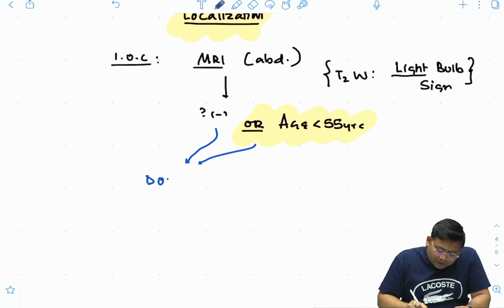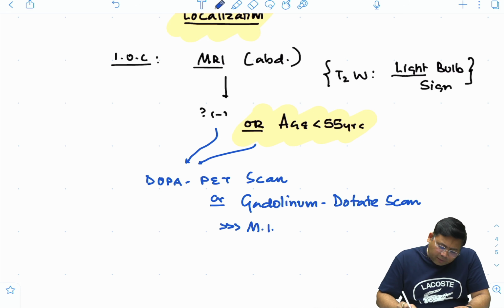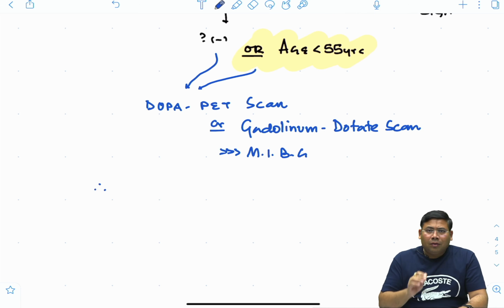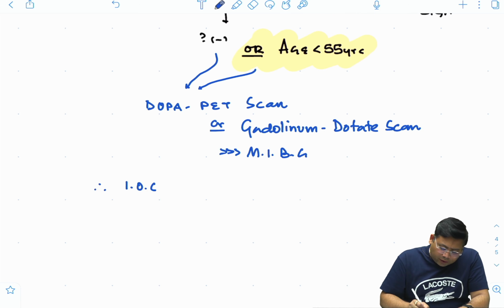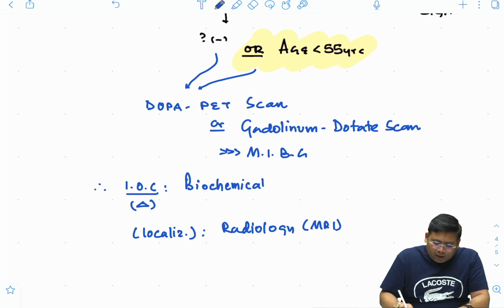So now the DOPA PET scan, or students, you can say the gallium DOTATATE scan also. This is very important. This is far better than MIBG. What is MIBG? Meta-iodobenzylguanidine. Now, therefore, you understand that the investigation of choice is always what investigation? Biochemical investigation, and this is for the diagnosis. And the investigation of choice for the localization, the answer is always what, students? Radiology. So when you talk about radiology, it is MRI, and biochemical, it is 24-hour free metanephrines.